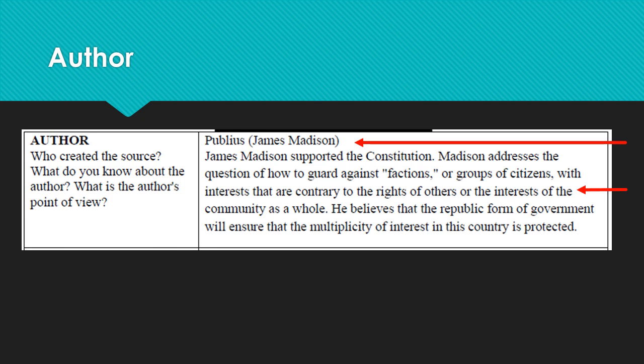Step 1 is to look at the author. You should look closely at who authored the piece, who created the source. What is the author's point of view? What do you know about the author that would affect the reliability of the document? Are you aware of any bias the author might possess which would color the account? Make sure that you don't just put the name of the author, but that you answer these other questions.